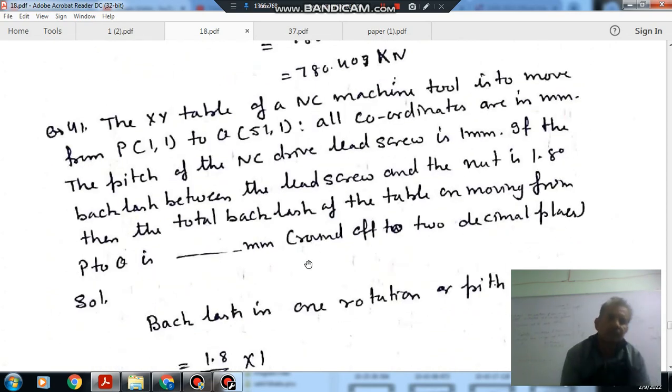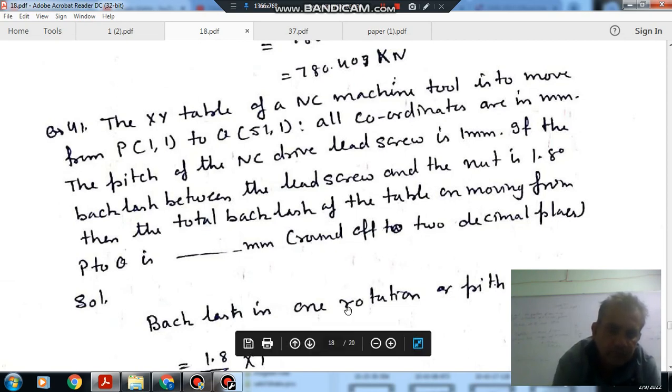Next, the XY table of an NC machine tool is to move from P(1,1) to Q(51,1). All coordinates are in mm. The pitch of the NC drive lead screw is 1 mm. If the backlash between the lead screw and the nut is 1.8 degree, then the total backlash of the table on moving from P to Q is dash mm, rounded up to 2 decimal places.